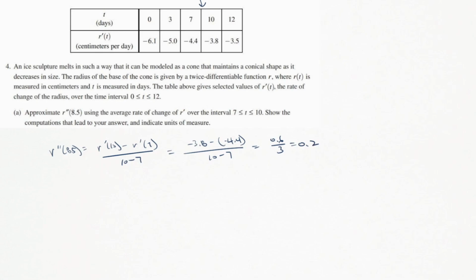The next thing is that they asked us to indicate the unit of measure. Since r prime of t is centimeters per day and r double prime is a derivative of r prime of t, this will be centimeters per day squared, or centimeters per day per day.